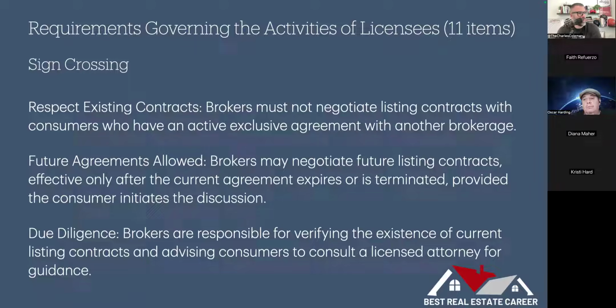Now we're talking about someone that is under contract with another real estate agent. If you were to give them any kind of advice, help them put a contract together, anything like that, that would be the unauthorized practice of law, and you could lose your license for that. You are not allowed to approach anybody that has an active exclusive right. Okay. You're not allowed to do it.